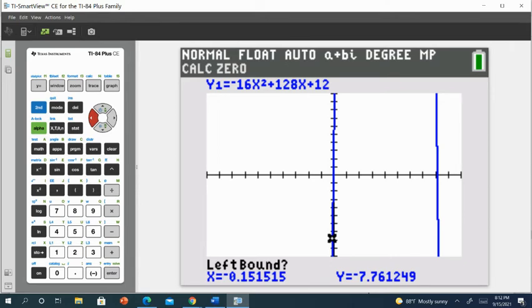I'm going to hit the right arrow. I need to get close to that point. Bear with me, I'm working on it.